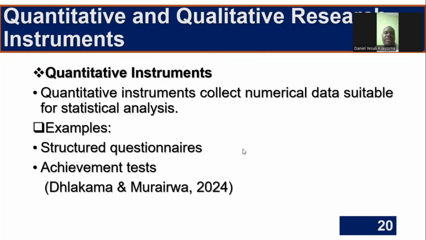Quantitative instruments. Quantitative instruments collect numerical data suitable for statistical analysis. As you all know, quantitative deals with numbers, with figures. So when we talk of quantitative instruments, we mean the instruments we use to collect data in terms of numbers, which we finally use for statistical analysis. Examples: we have structured questionnaires. We also have achievement tests. These are examples of instruments we use in picking quantitative data.